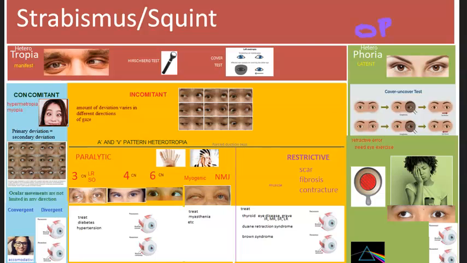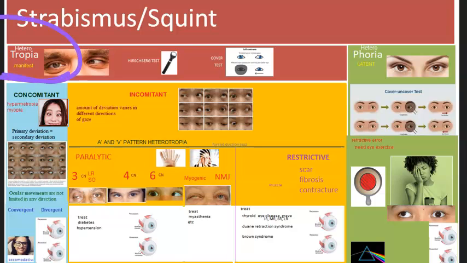There is something called pseudostrabismus. Pseudostrabismus means it looks like they have a squint, but actually they don't have. Some models have that kind of a feeling, but pseudostrabismus means they don't have any strabismus, the squint. That is one more terminology you should learn.